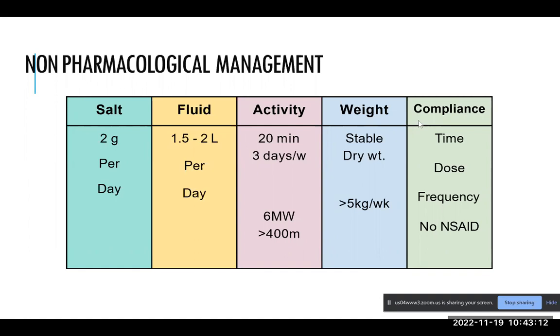Weight should be stable, dry weight, and if you gain more than 5 kilograms per week, then you should do an intervention. Either you increase your diuretics or restrict the fluid more, or visit your heart failure physician or nurse. And complaints, which is time, dosing, and frequency, and avoid non-steroidal anti-inflammatory drugs.